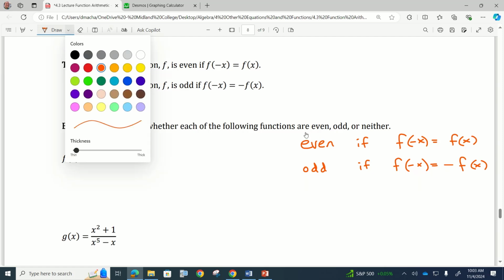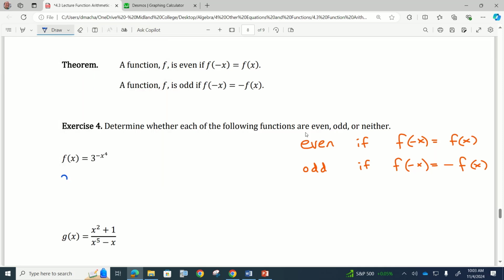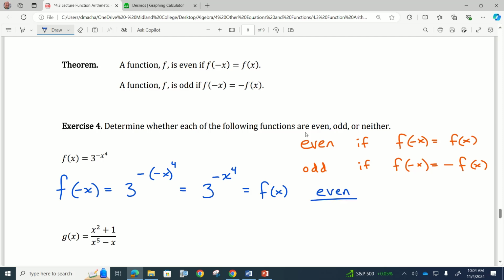So this first function. If I want to test whether this function is even or odd, I start by plugging in negative x, and I get 3 to the power negative x to the fourth. But negative x to the fourth is the same thing as positive x to the fourth, because you have an even number of minus signs you're multiplying through. And so that is the same thing as the function I started with. So I know that first function is even without having to graph it.